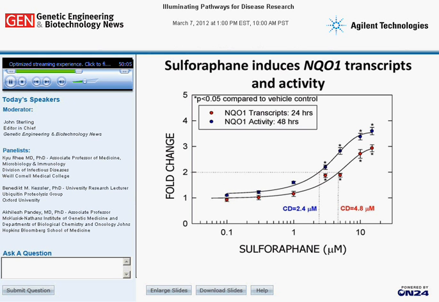This slide shows how we are able to do a dose response to look at the classic readout of the NRF2 KEAP1 pathway, which is NQO1 transcript, that is the RNA, as well as the biochemical activity of NQO1. In this case, measured at 24 hours for transcripts and 48 hours for the activity of the enzyme. This allowed us to determine the time frame and the dose to be used for subsequent experiments. Next slide.